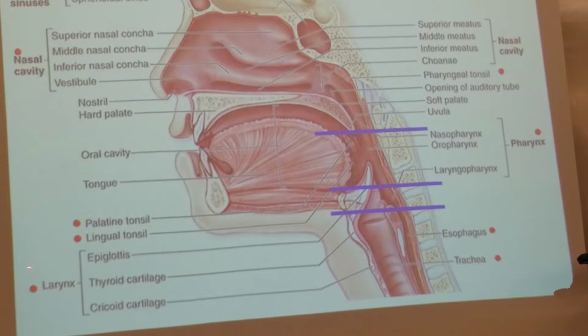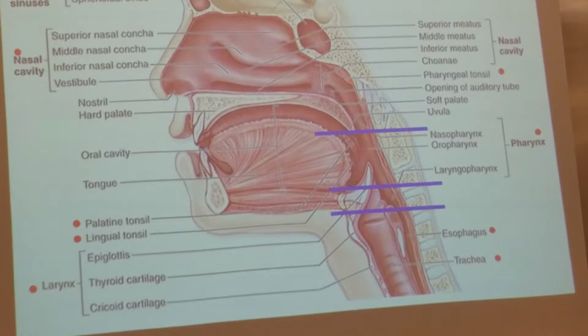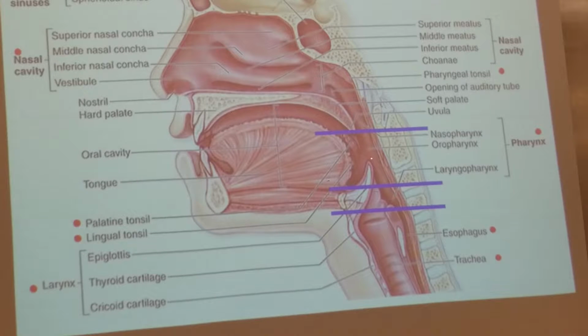Now over here, we have the larynx, another red dot. It has three parts, so first memorize the three parts: epiglottis, thyroid cartilage, and cricoid cartilage. But look at where the epiglottis is. It's this little bluish flap.